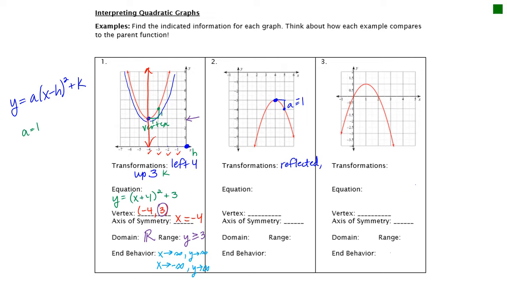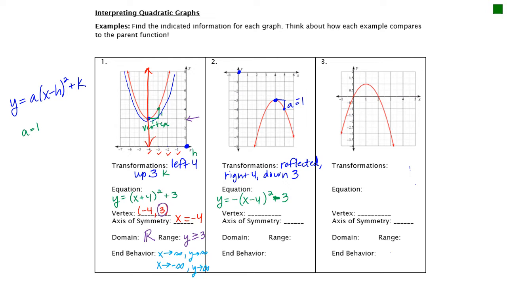And then if you look at your vertex, normally your vertex is at 0, 0. So it looks like it went 4 to the right, and then it went down 3. So my equation would be y equals, I have my negative for the reflection. I don't need a number for a because it's already 1. Since I went right 4, I'm going to do the opposite and put x minus 4. And then down 3 would be negative 3, minus 3.